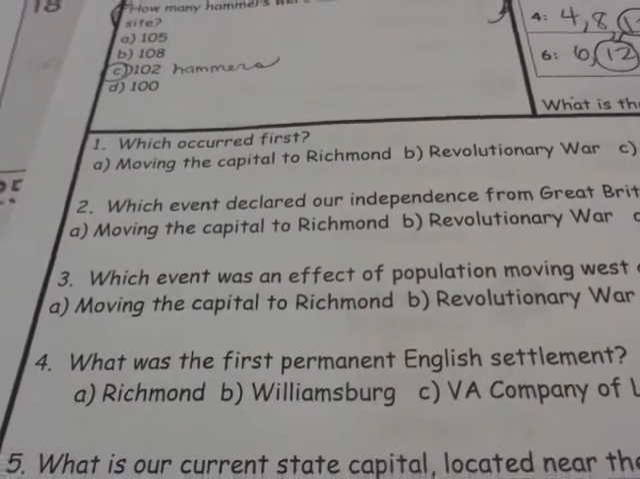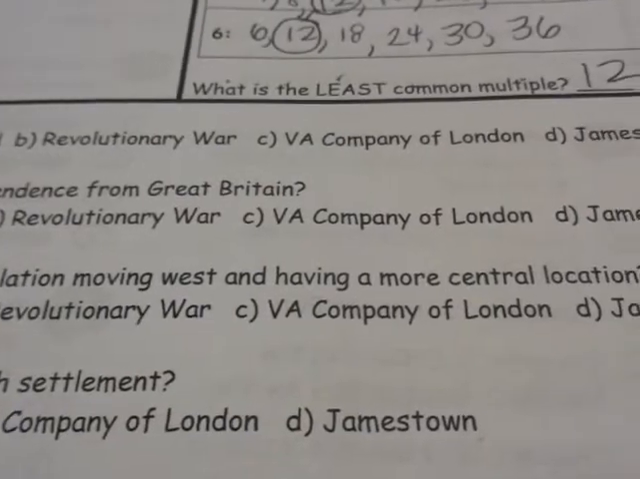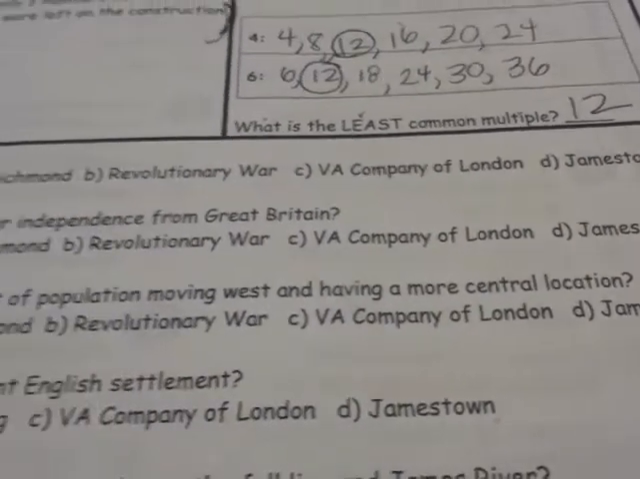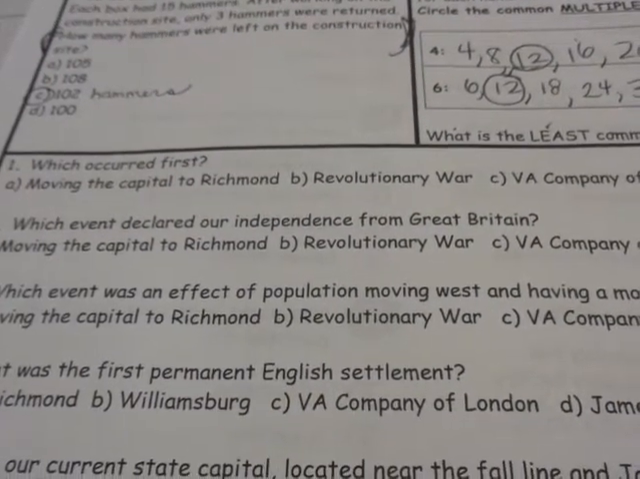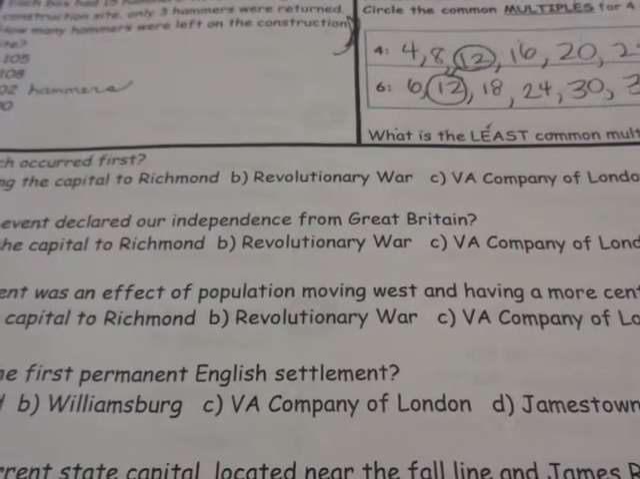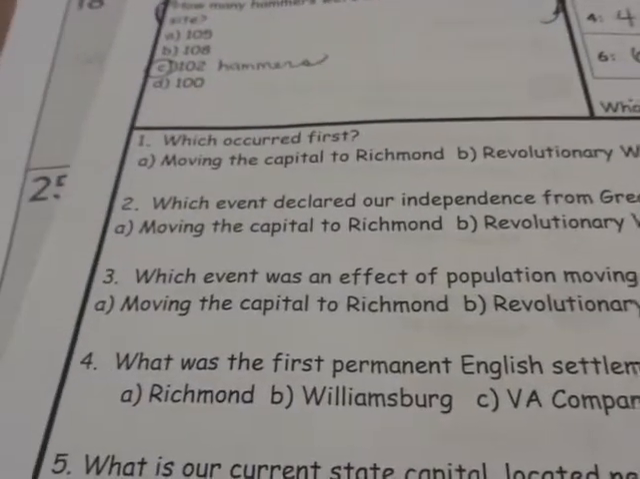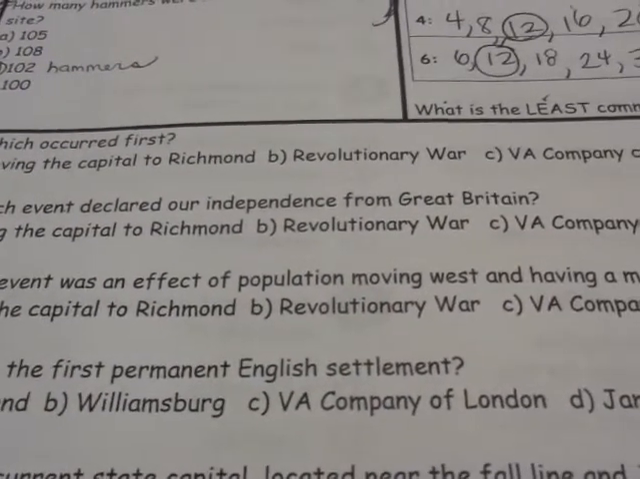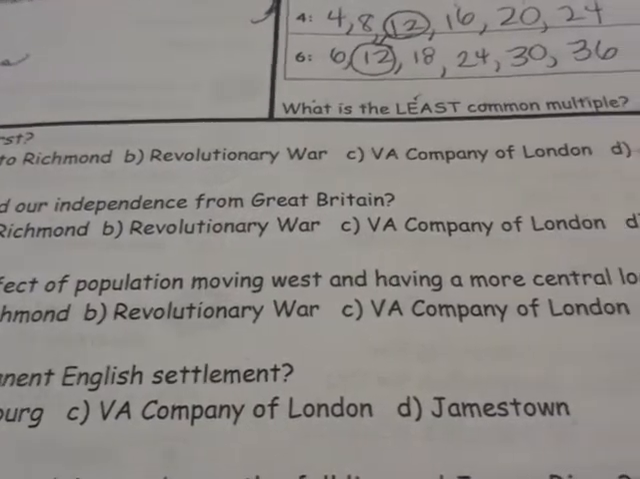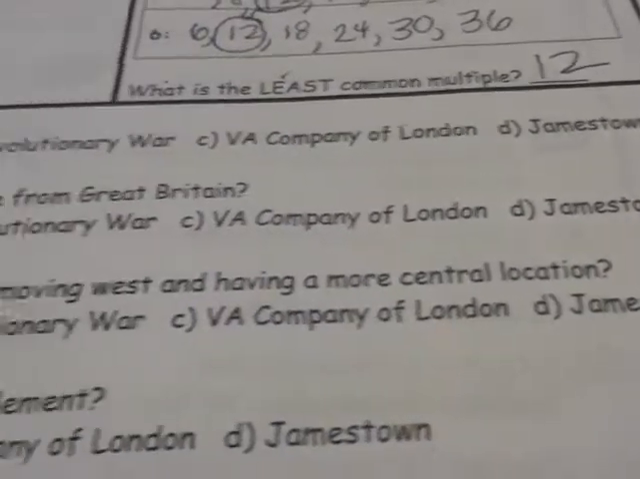Number 3, which event was an effect of population moving west and having a more central location? So, why did the population move west, and what was the reason for having a more central location for this place? A, moving the capital to Richmond. B, Revolutionary War. C, Virginia Company of London. D, Jamestown.